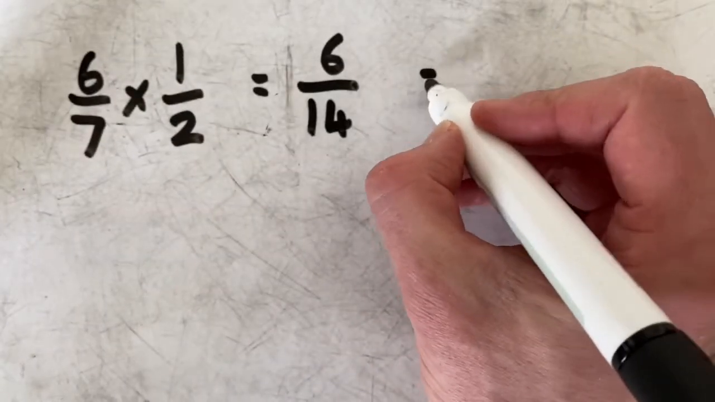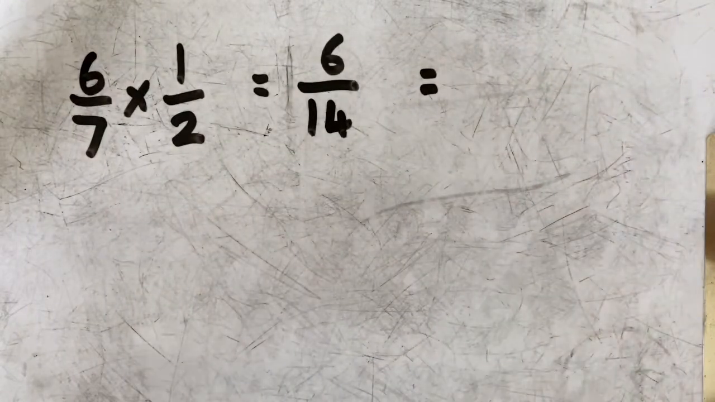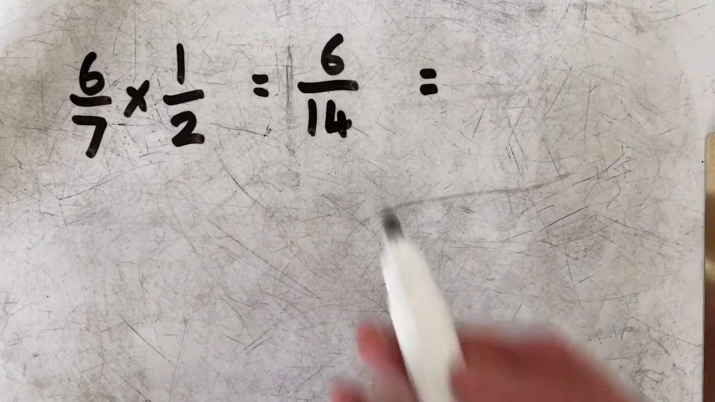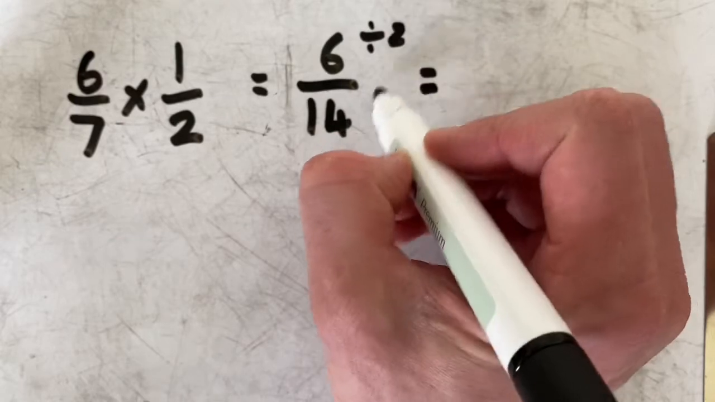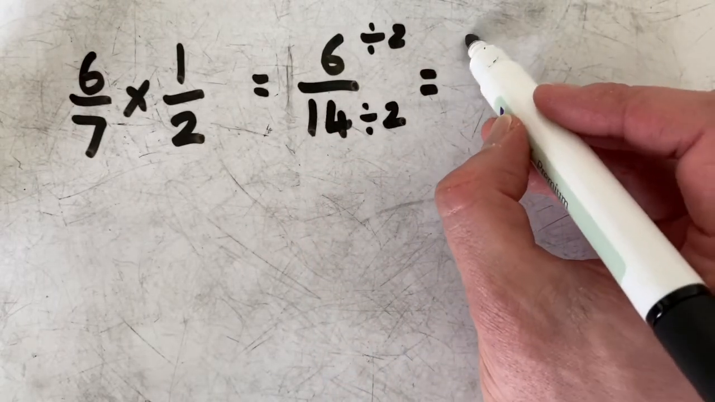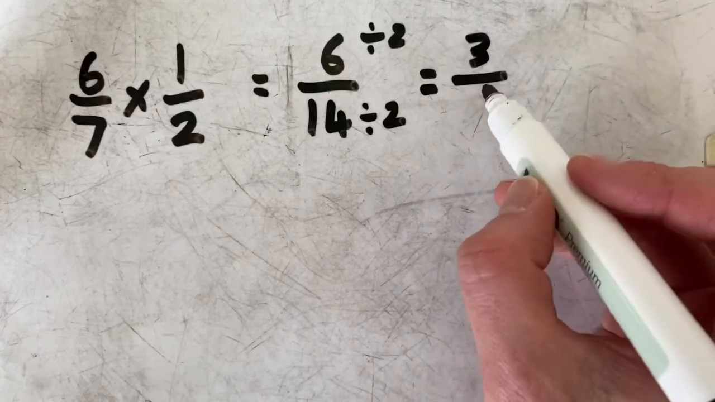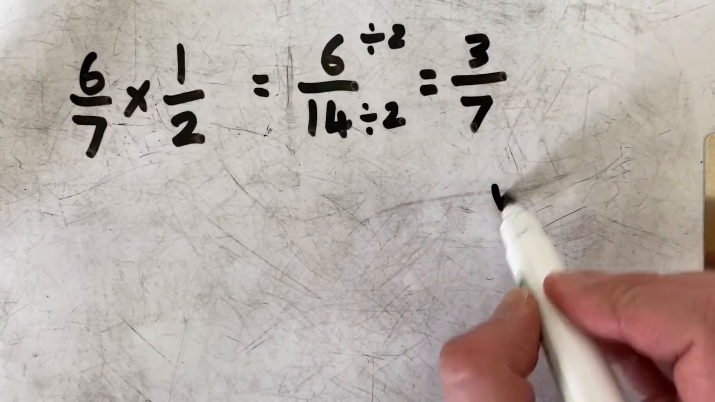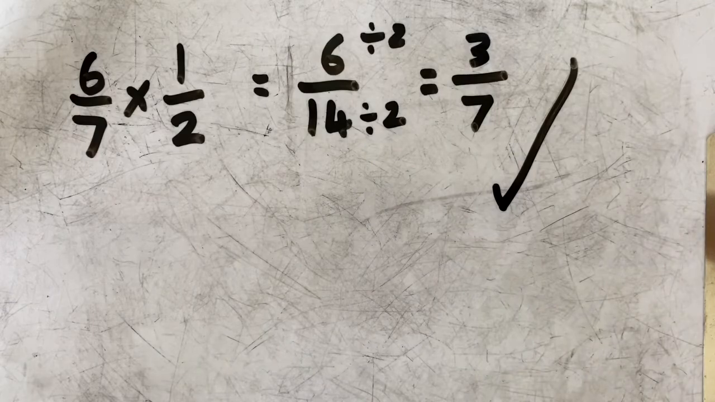So in order to find a more simple version of 6/14, we can recognise that both 6 and 14 are even numbers. So we can divide both by 2. So the numerator divided by 2 is 3, the denominator divided by 2 is 7, and 3/7 is the simplest version of this fraction.